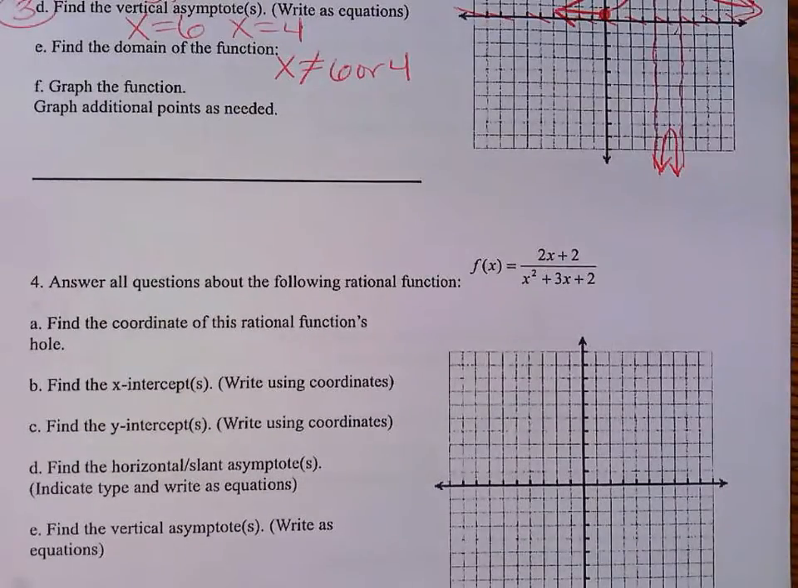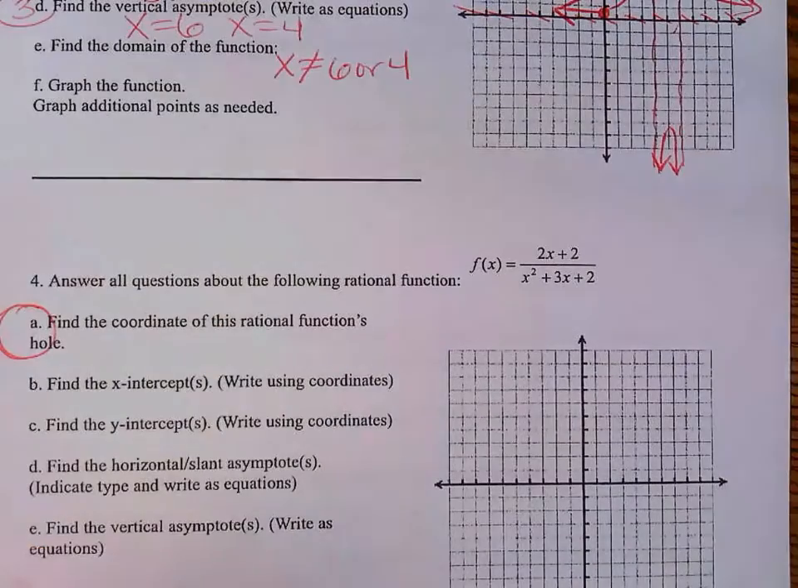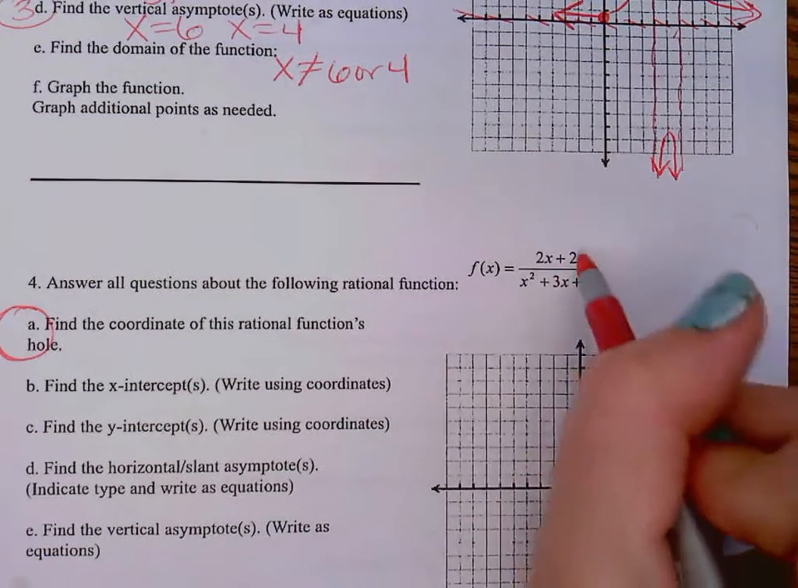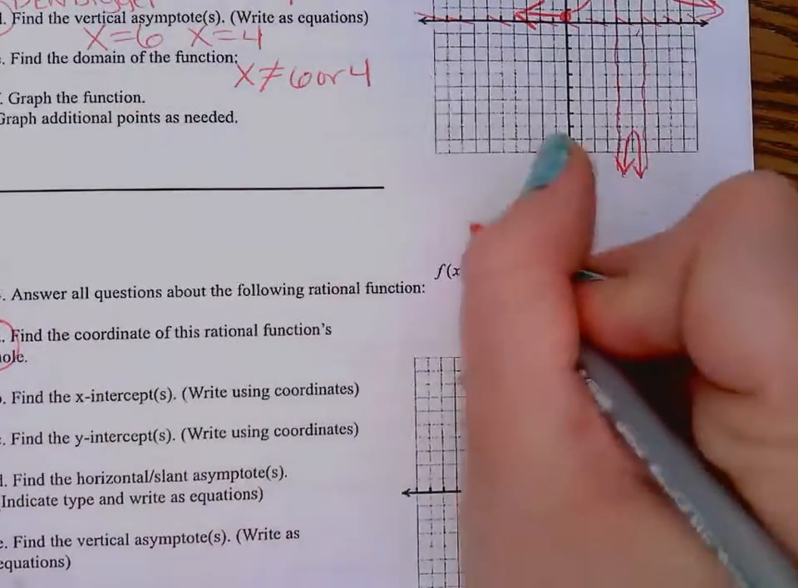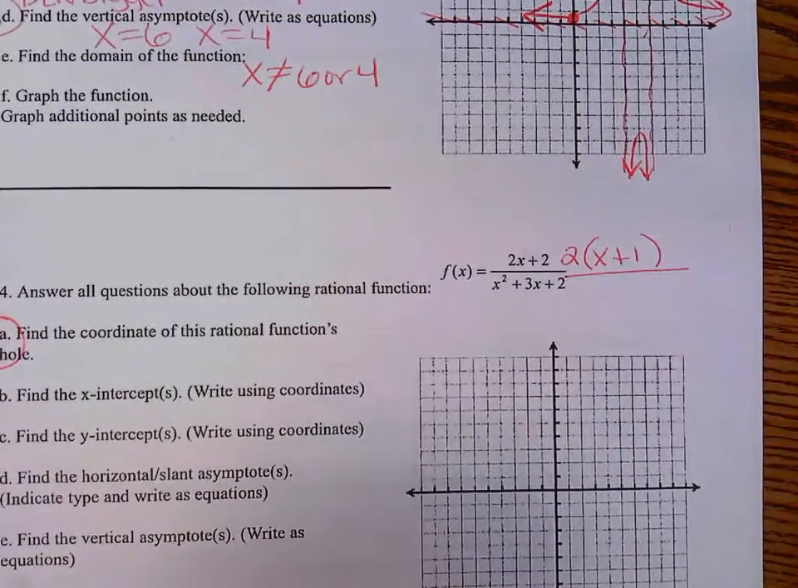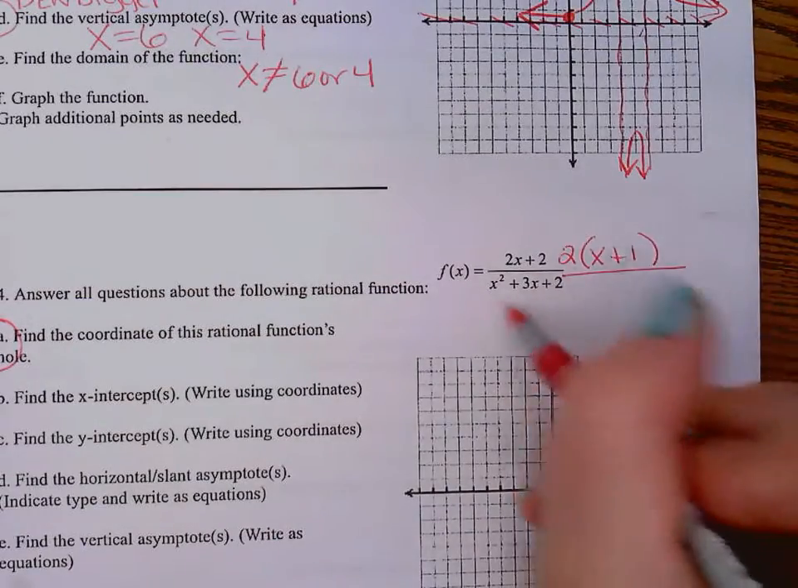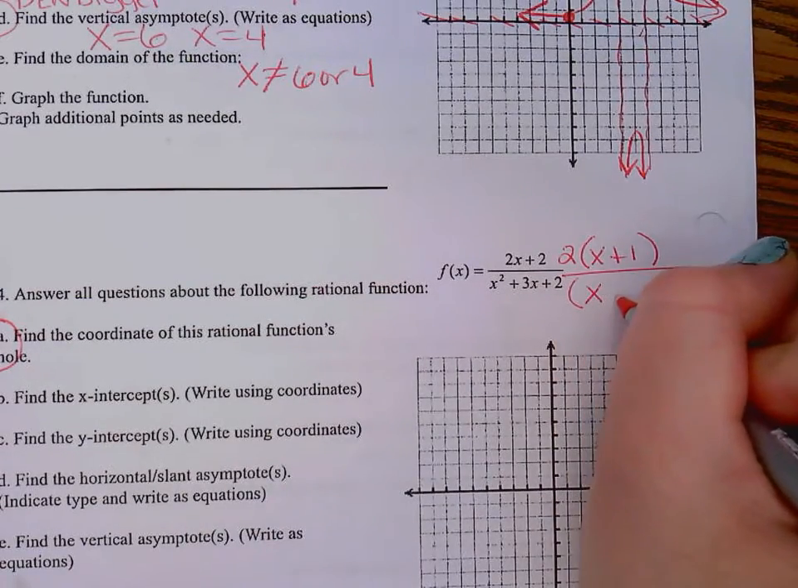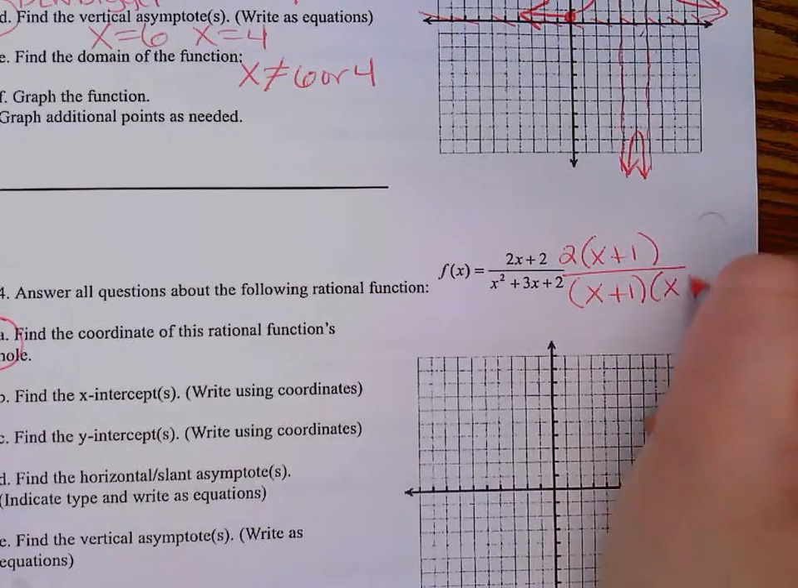Number 4, you're going to have to try number 4 on your own, and you will be factoring. And actually, do I ask you about the hole? Yeah. Let's do 4a together and find the coordinate of the hole, in case some of you had trouble on that part. So when I factor the numerator, I factor out a greatest common factor of 2, and that will leave me with x plus 1. And then we've already factored this once on the front page. It's x plus 1 times x plus 2.